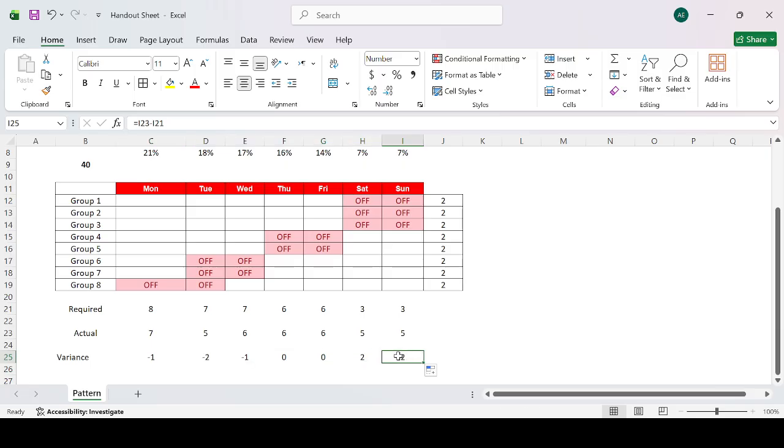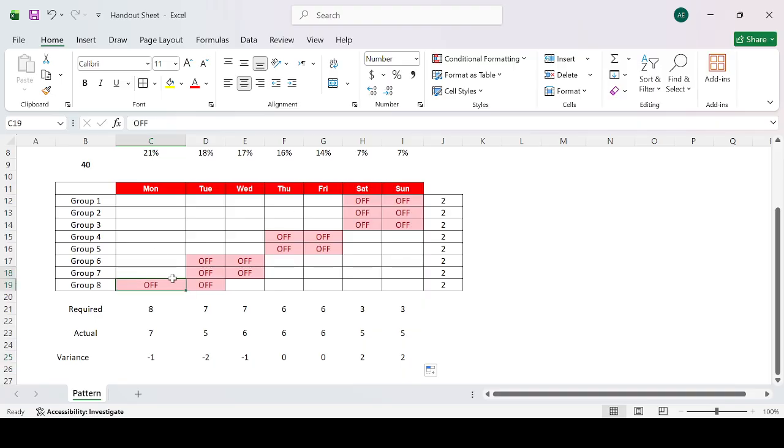Here we have 2 extra groups working, and here we have -1, which means that we are missing one group to work. We are missing here 2, we are missing 1, which means that days off are not distributed to serve our business or to fulfill our needs. So right now, let's create together and imagine how to do this.